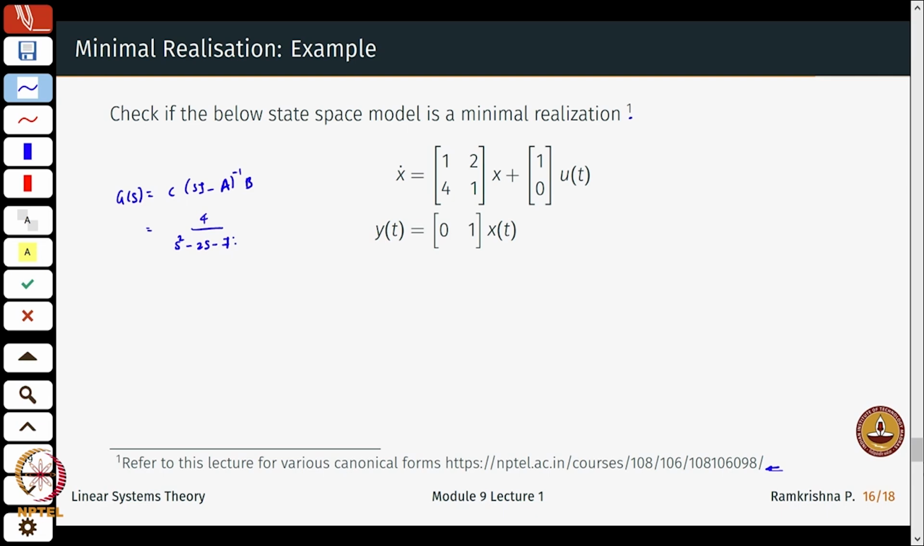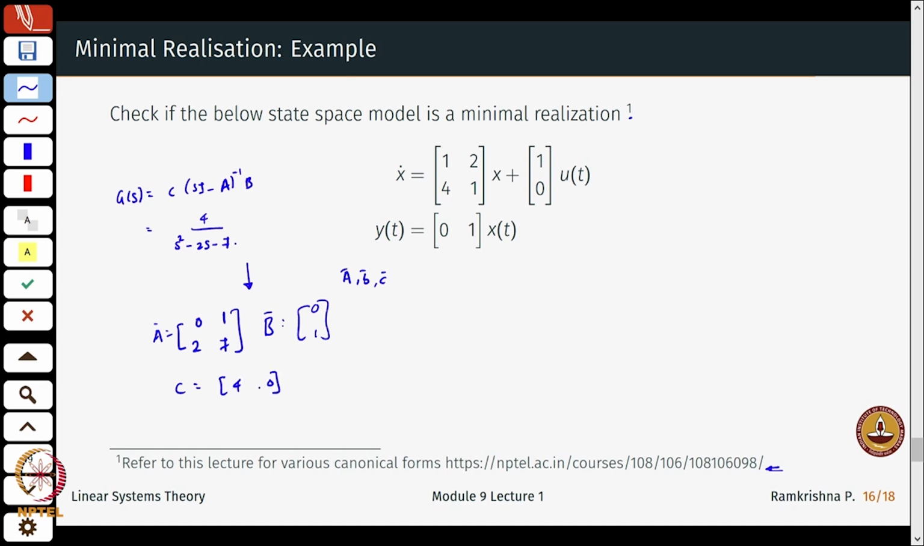This is an easy step to compute. Now, I write this system equivalently in the controllable canonical form, where in the new form I have a pair A bar, B bar and C bar. A bar in the controllable canonical form would be [0, 1; 7, 2], the new B would be [0; 1] and the C would be [4, 0].